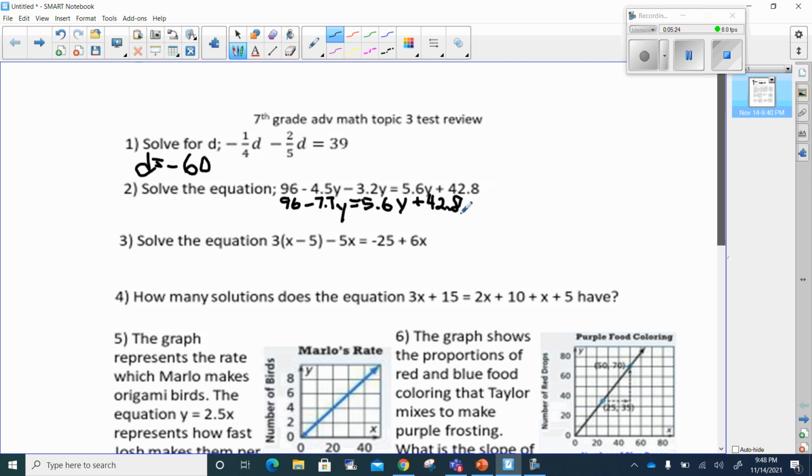Now I've got to go ahead and combine terms that are alike on each side. The first thing I'm going to do is move this 7.7 over here. Why am I moving the bigger number? Because I know to get rid of it, I'm going to have to add 7.7. And whatever I add to one side, I'll add to the other.